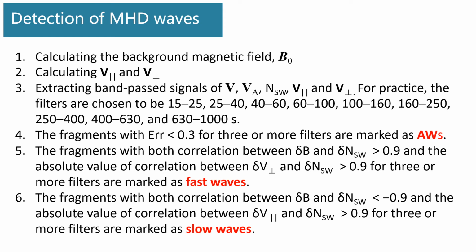In this study, the detection steps of MHD waves are listed as follows. We first calculate the background magnetic field and then calculate the velocity parallel and perpendicular components. And then we extract the bandpass signals for several filters. And then we can identify the segments of Alfvén waves, fast waves and slow waves through some criteria.